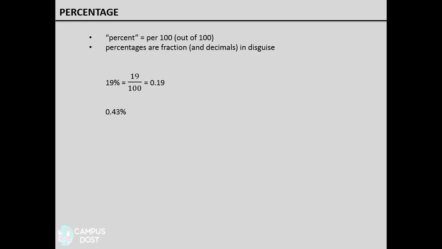Similarly, 0.43% is the same as 0.43 over 100, and this is equal to 0.0043. 6% is equal to 6 over 100, and this is equal to 0.06. And 300% is equal to 300 over 100, which equals 3.